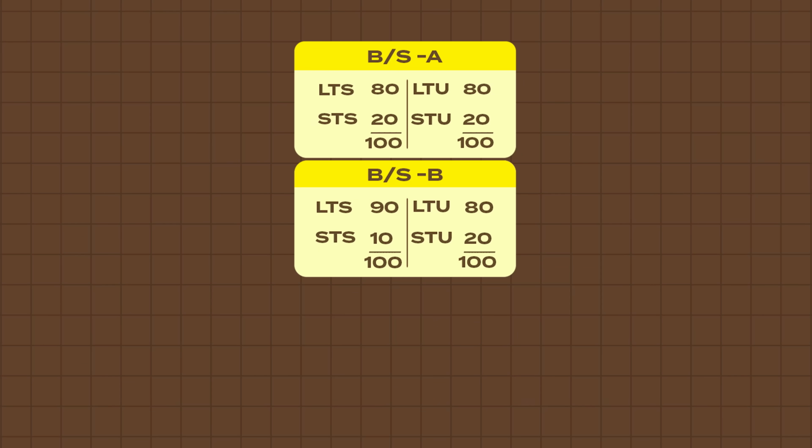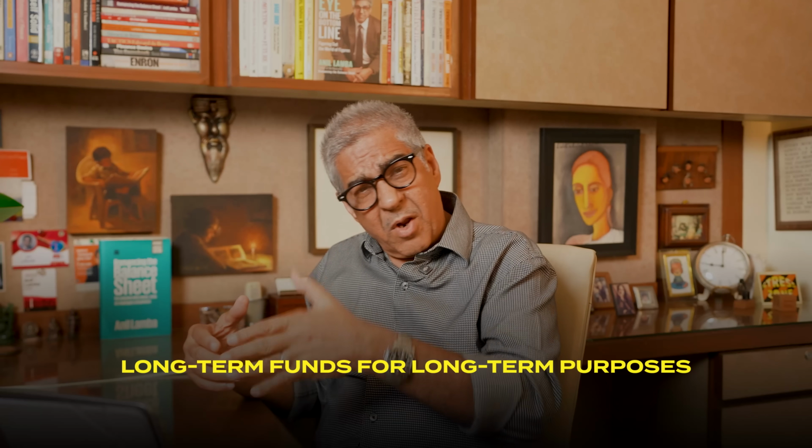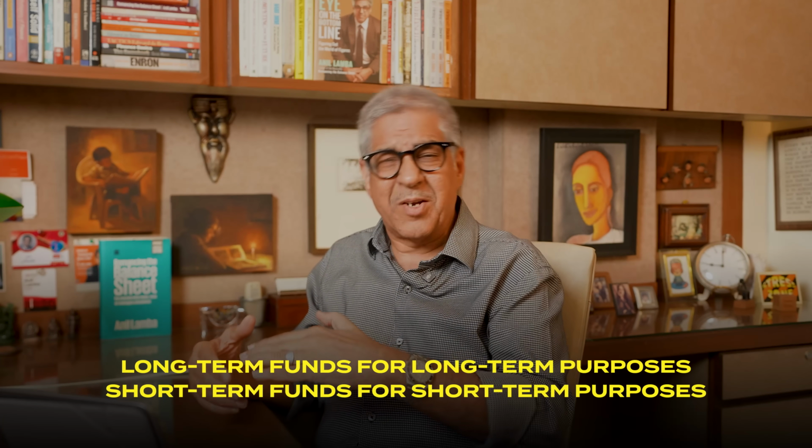It is that important. Bring me 10 sick companies' balance sheets and probably 8 of them will look like this. So C is out. What does that leave us with? It leaves us with A and B. Now tell me which is better. Let me give you the rule for a healthy company. Healthy organizations will ensure that they use long-term funds for long-term purposes, short-term funds for short-term purposes.